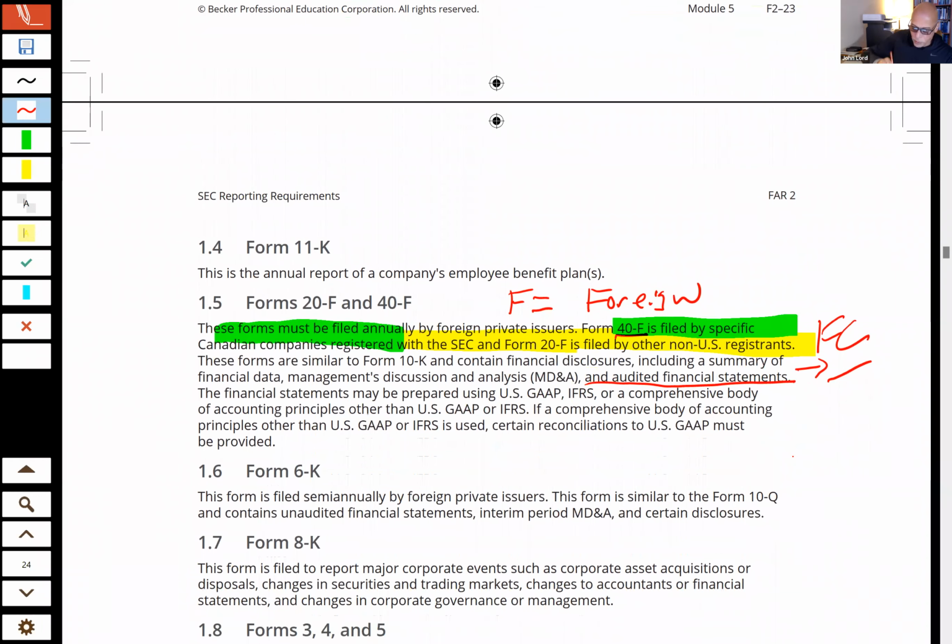Now, foreign entities may also have to file semi-annual. If it's semi-annual, it's what? Not audited. Okay, so go ahead and flashcard that Form 6K is for foreign entities, and it is not audited. And I want you to put question 0678, which asks you about the 6K, okay?